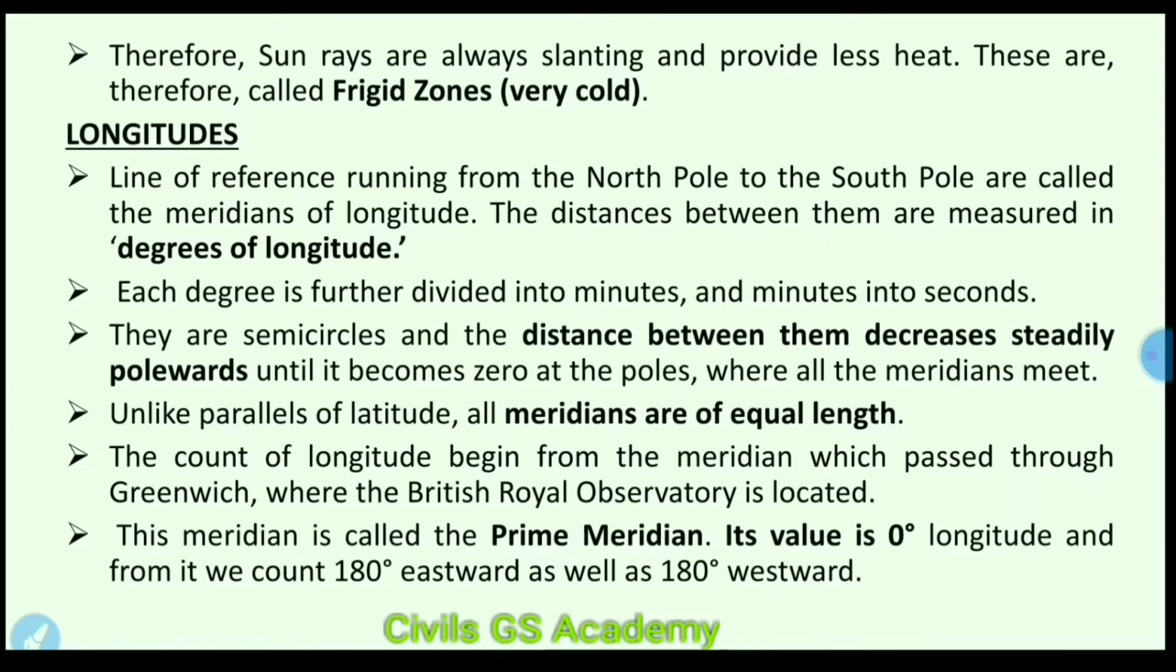Now we'll discuss longitudes. Lines of reference running from North Pole to the South Pole are called meridians of longitude. The distances between them are measured in degrees of longitude. Each degree is further divided into minutes and minutes into seconds. They are semicircles and distance between them decreases steadily polewards until it becomes zero at the poles where all the meridians meet.